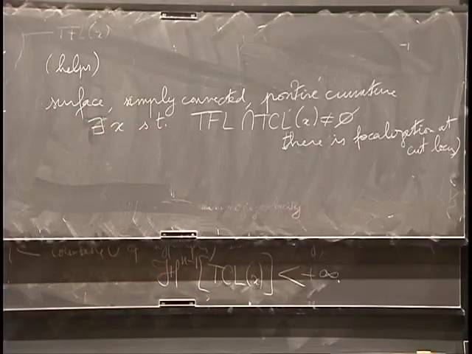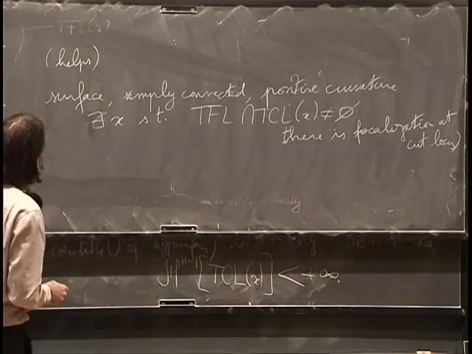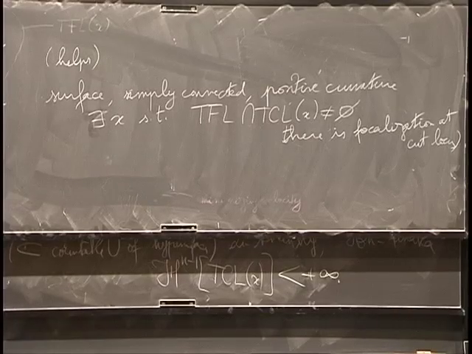No, no, no, TCL is not. Think of the torus. There's no focalization, but TCL is there. So negative curvature also means that there's no cut locus? No focal locus. No focal locus. There is cut locus.